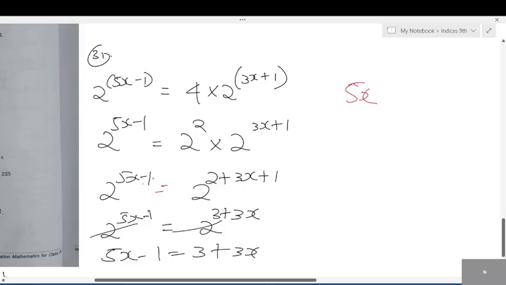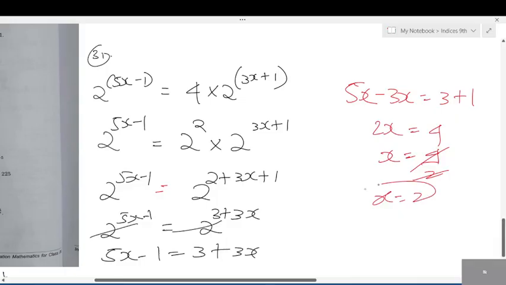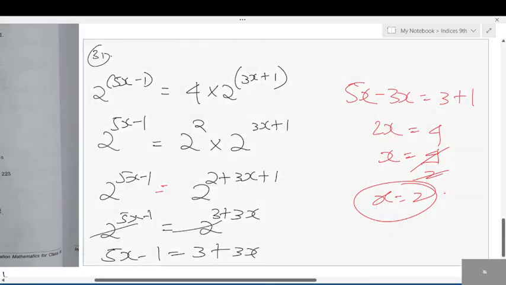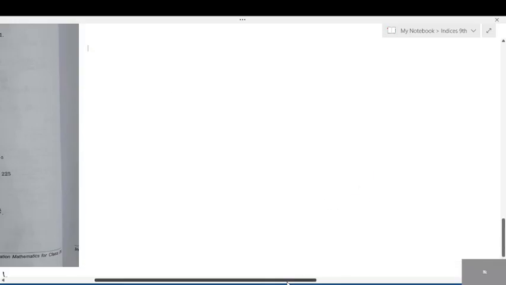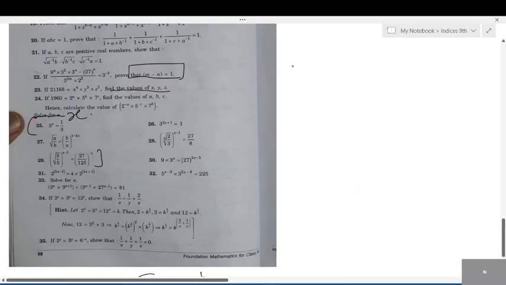5x, 3x goes to the other side. Minus 3x is equal to 3 plus 2x is equal to 4, x is equal to. Have all of you completed? Got 2? Okay, next one. Next question. Shall we try the next one? Please respond. Shall we try the next one?